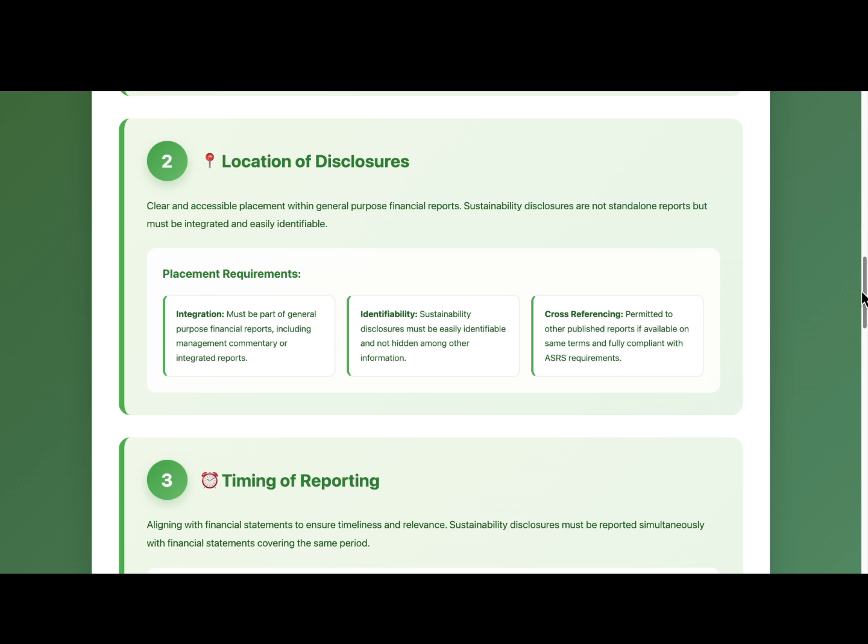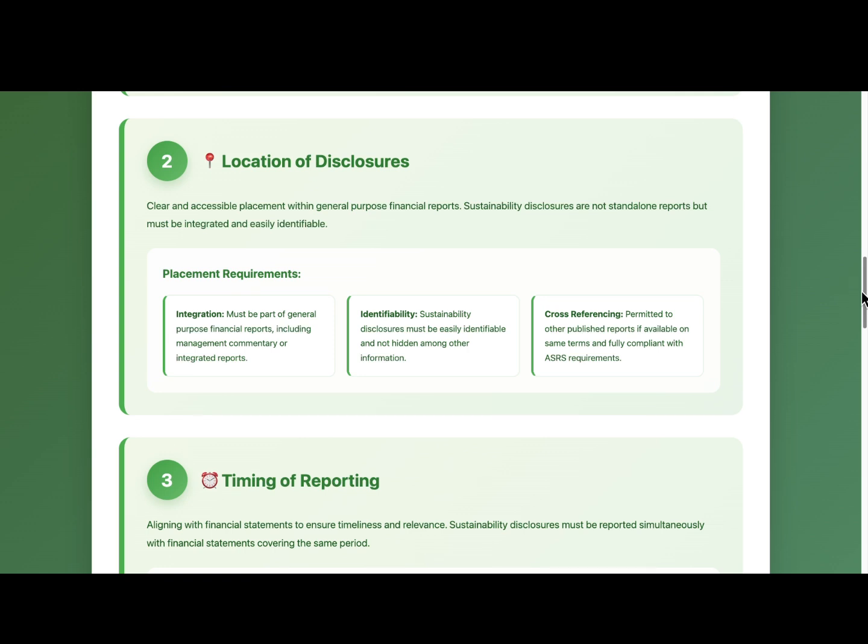Now let's discuss the location of disclosures. Clear and accessible placement within general purpose financial reports. Sustainability disclosures are not standalone reports, but must be integrated and easily identifiable. What are some of the requirements for placement? A. Integration. It must be a part of general purpose financial reports, including management commentary or integrated reports. B. Identifiability. Sustainability disclosures must be easily identifiable and not hidden among other information.